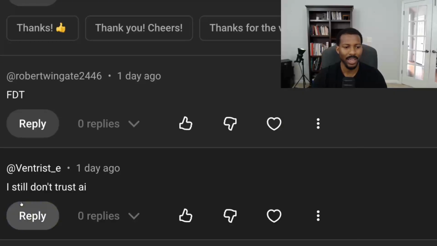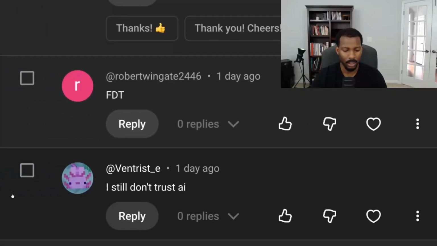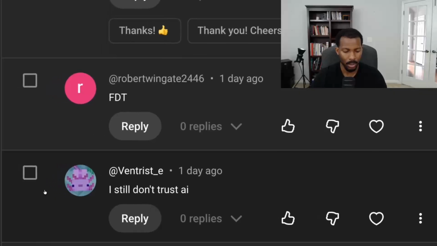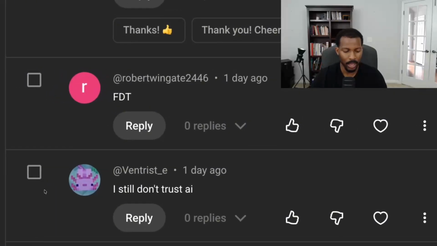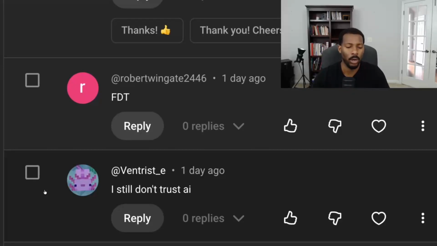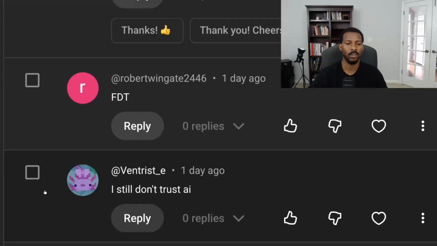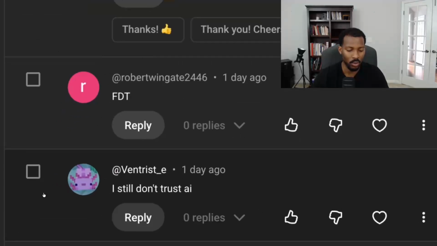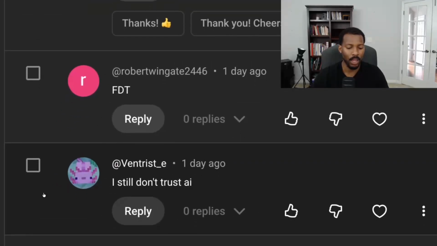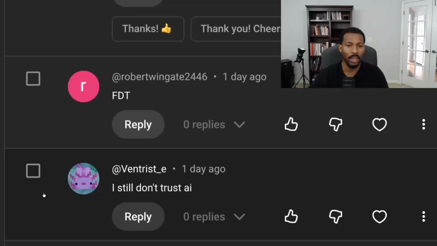Vintrist_E said, I still don't trust AI. And I agree with you. But I don't really think it's a thing to trust or not to trust. It seems like AI believes this is probably a sim, and I don't think AI is the thing that we are trusting or not trusting. I think we are a variable in the entire sim to develop AI. But it's fine to not trust new technology. I think not using it is where that thought process will fail you.